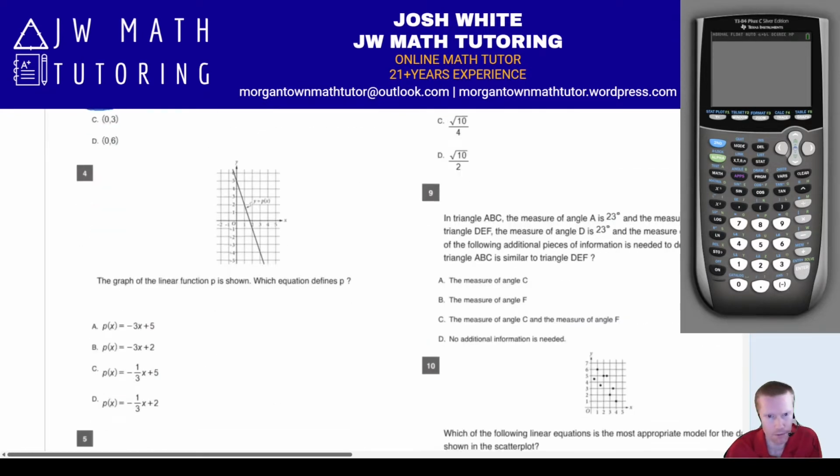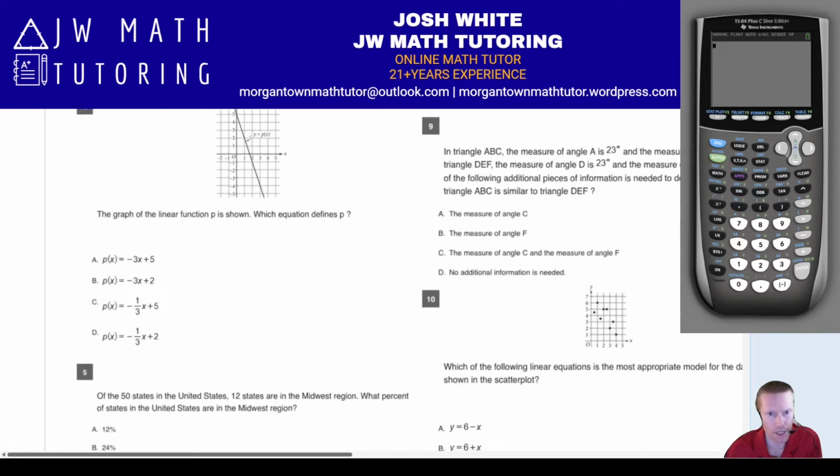Problem directly below it, number 4. We have another graph of a line, but now it asks for the equation of this line. There are multiple ways you could do this. I would say the most common way would be to look at the line. Notice that its y-intercept is right here at positive 5. So its b value is just going to be 5, or the point is 0, 5.